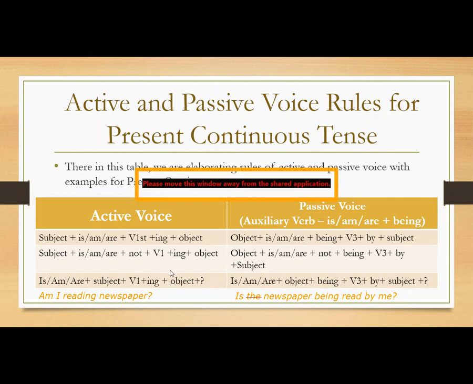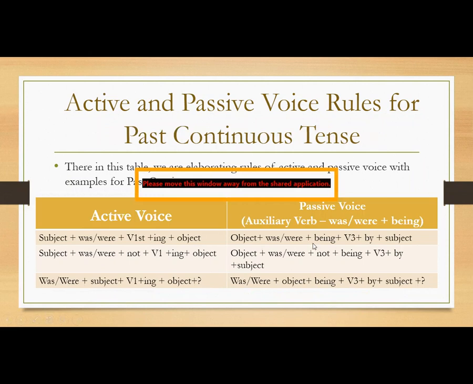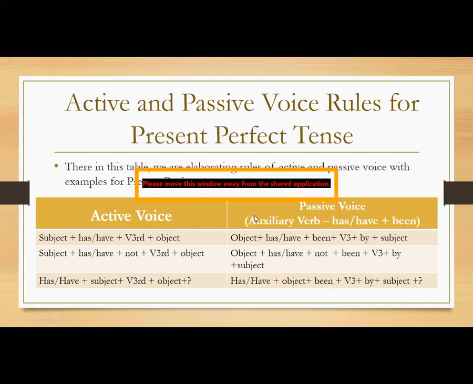Moving towards our next. Past continuous auxiliary verbs are was and were plus being. The helping verb in continuous tense remains the same. Addition of being is there. Here I am just verbally giving you the example. She was drinking milk. And the passive will be: the milk was being drunk by her. Like this, she was not drinking milk. The milk was not being drunk by her. Was the milk being drunk by her? Question mark.